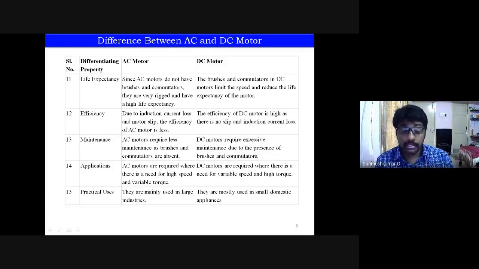Okay, so if anyone asks the difference between AC motor and DC motor, please mention all these points. Please don't just give the same answer that one works on AC supply and the other works on DC supply. Try to understand these things and give differences like this.